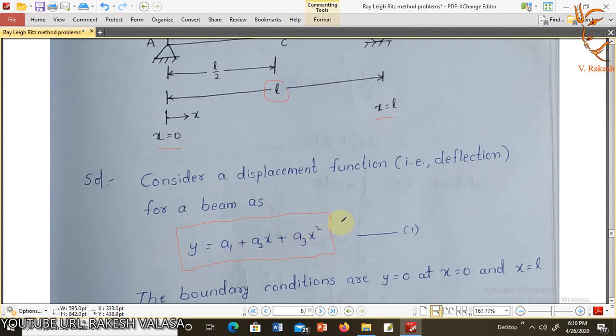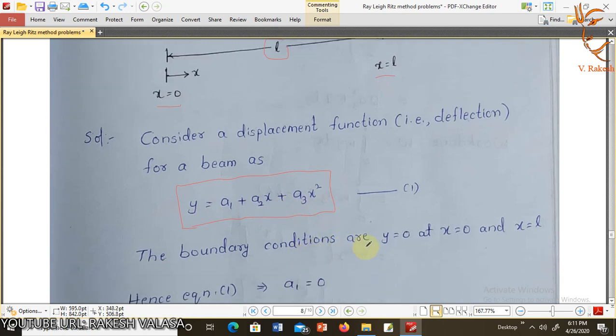Also consider a trigonometric series, that is y equal to a1 sin pi x by L plus a2 sin 3 pi x by L plus a3 sin 5 pi x by L, and so on. In this problem, I consider one trial function, that is the polynomial series, y equals a1 plus a2x plus a3x square. This is equation number 1.